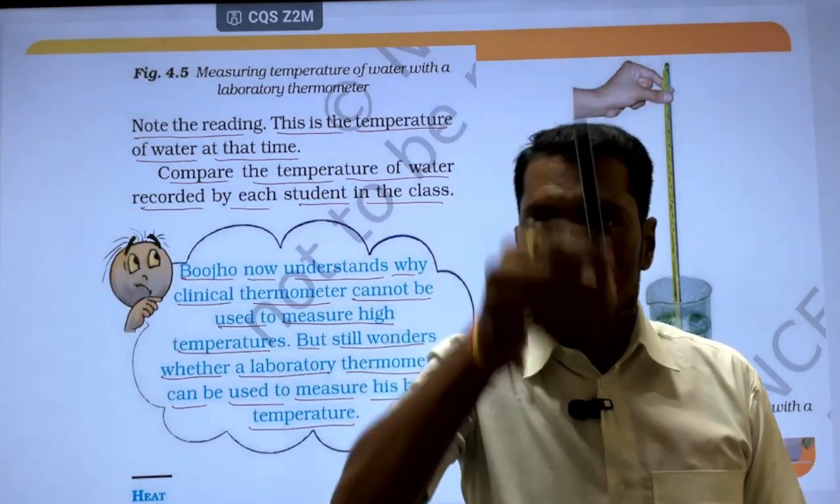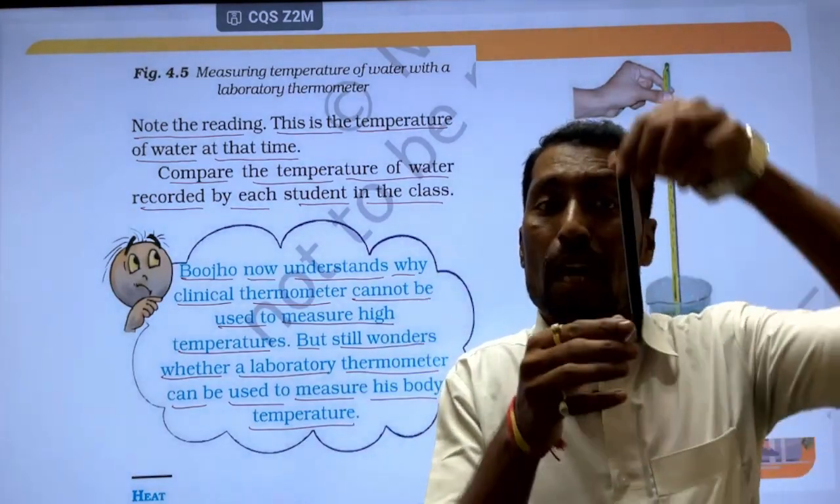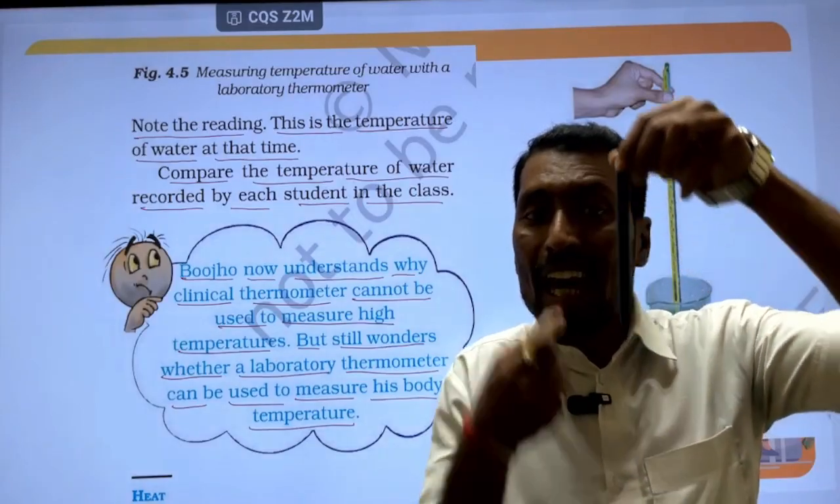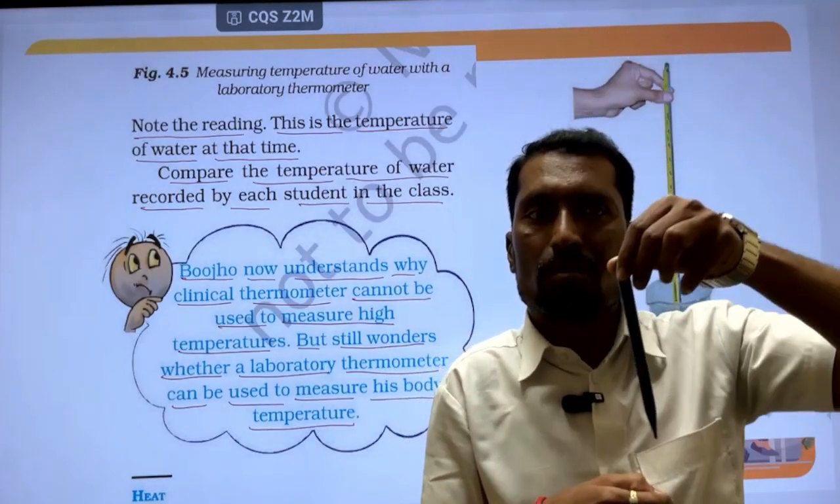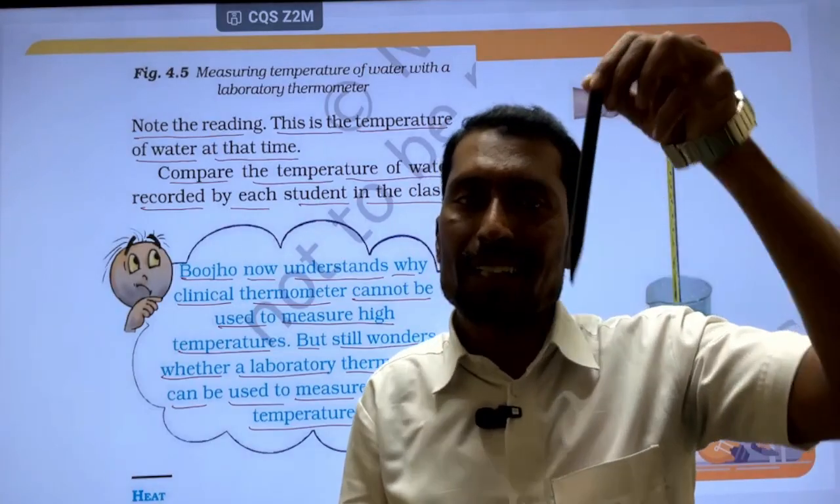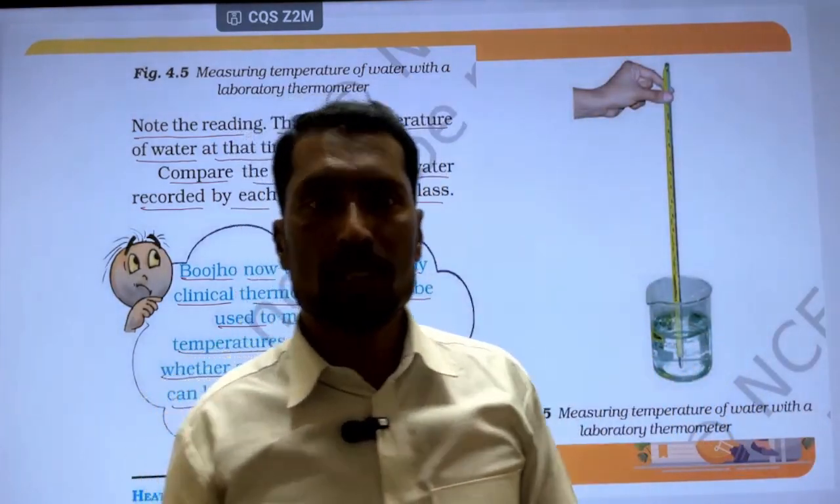One, we have to keep the thermometer upright. We can keep that thermometer in an upright position.